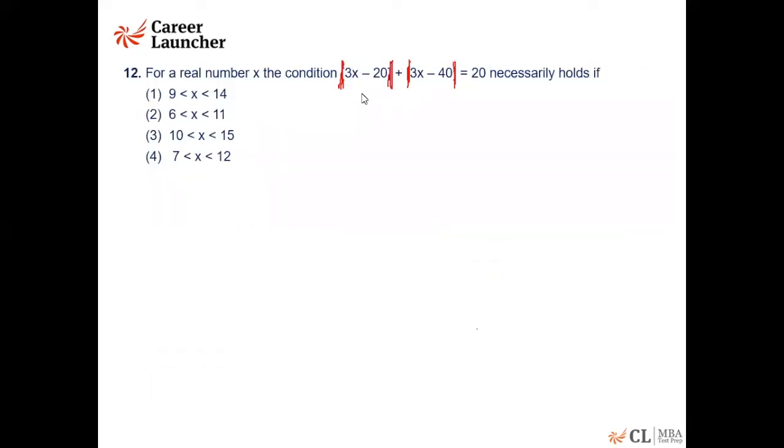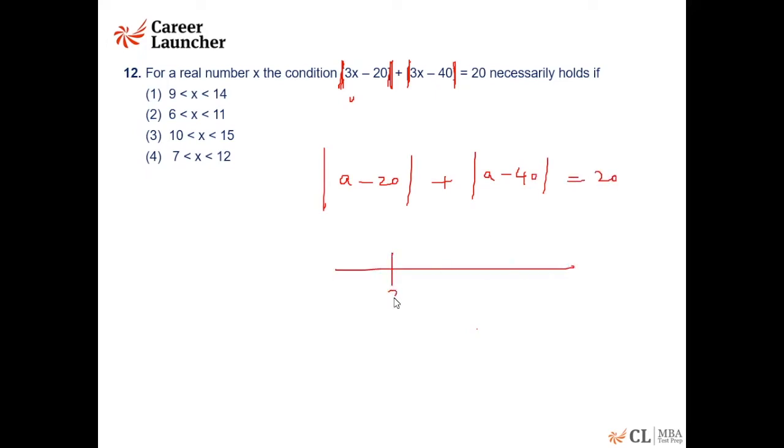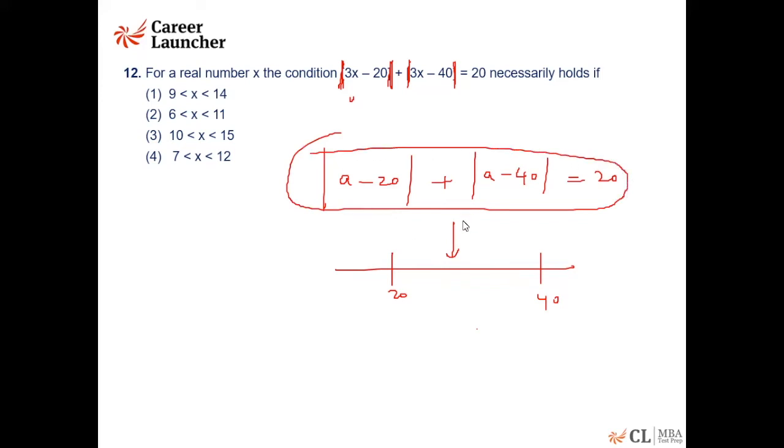So here we have modulus of 3x minus 20 plus modulus of 3x minus 40 is equal to 20. It necessarily holds true if the value of x is this. So you could plug the values and check, but before plugging the values in the choices, let me think of 3x as a. So we are saying modulus of a minus 20 plus modulus of a minus 40 is equal to 20, right? And we know that whenever we are talking about modulus, it's basically the distance between a and 20. So the only way for this to solve is like one of those conventional modulus problems that you would have seen in the past CATs.